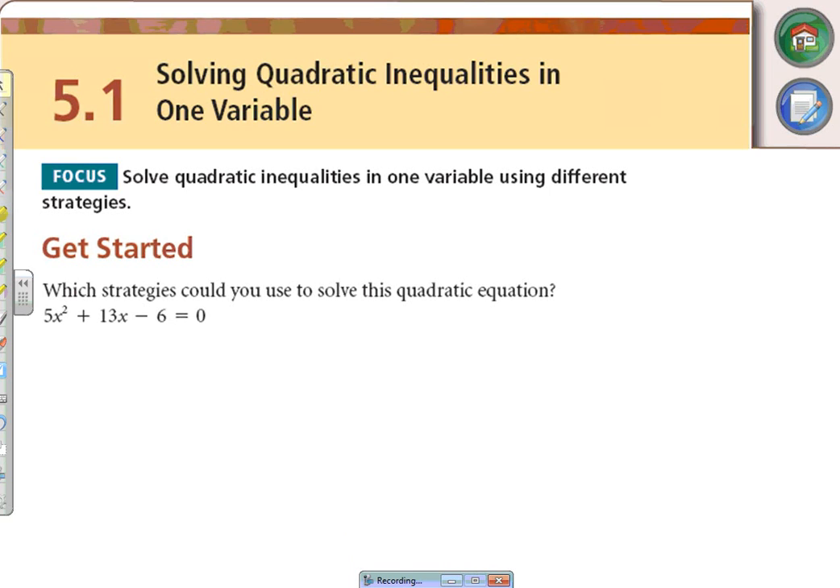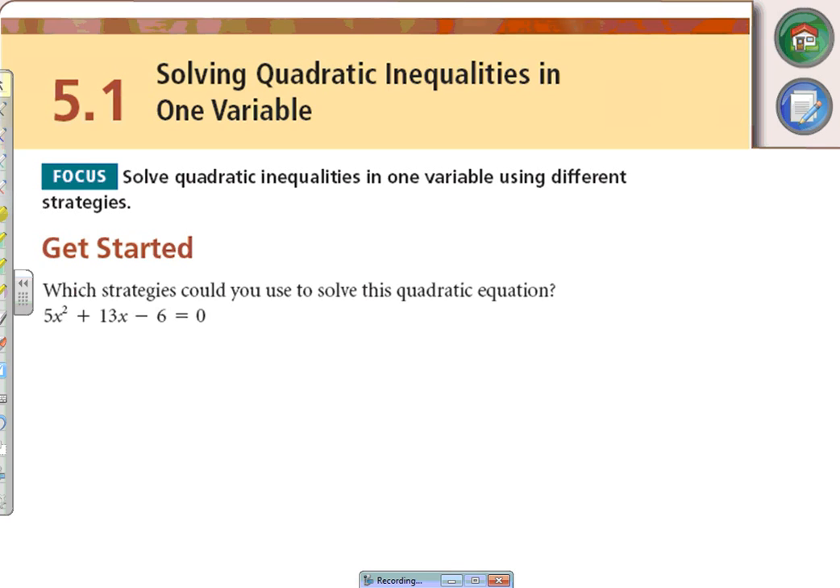Okay, 5.1, we're solving quadratic inequalities now with one variable. So really, this part of chapter 5 is going to be building right off of chapter 3 and 4 where we worked with the quadratics. So again, which strategies could you use to solve this quadratic equation?